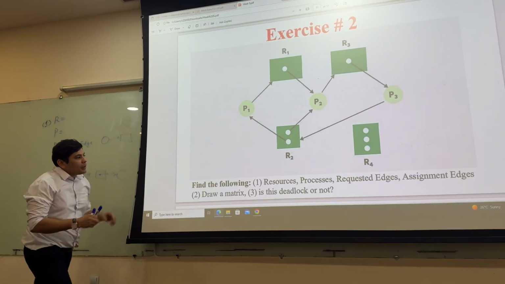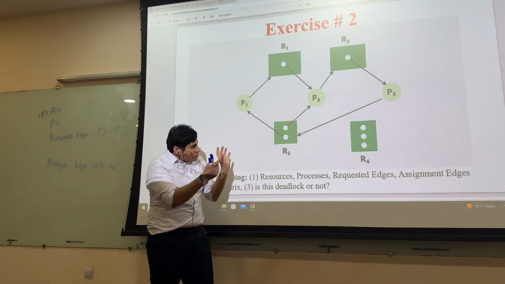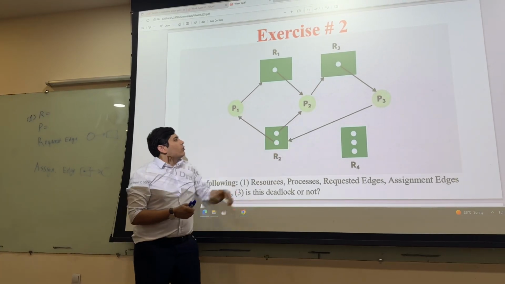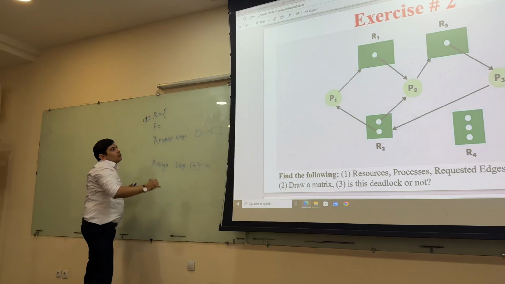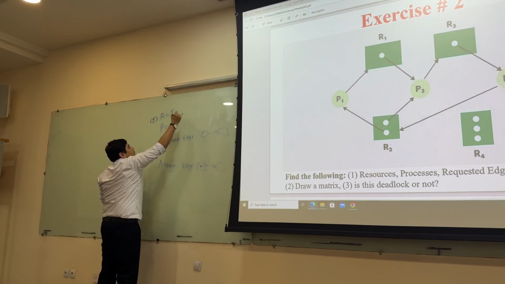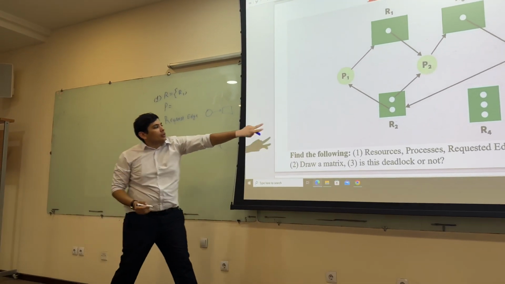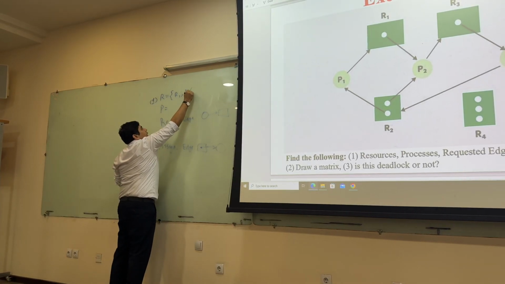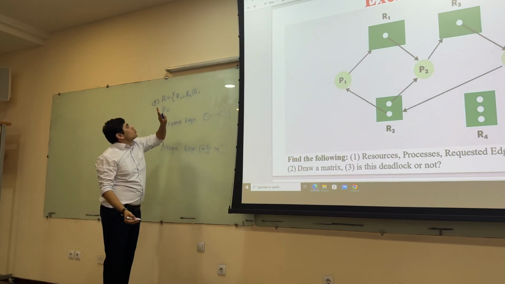How many resources do we have? 4: 1, 2, 3, 4. Your resource will always be in the square, the rectangle. From R1 we have only 1. From R2 we have 2 instances. You can write it like this: R2 and 2 instances. It means we have 2.